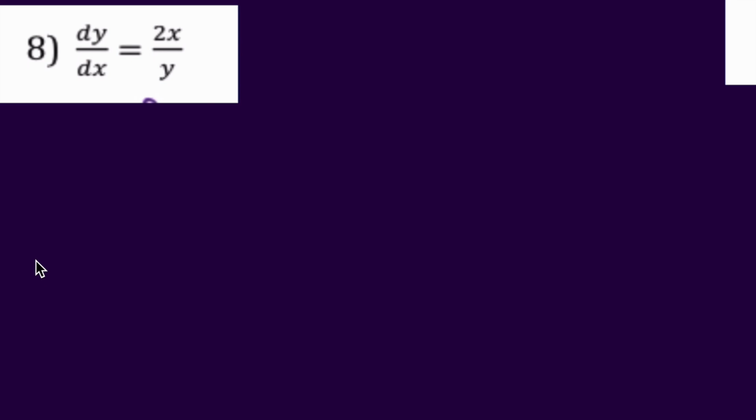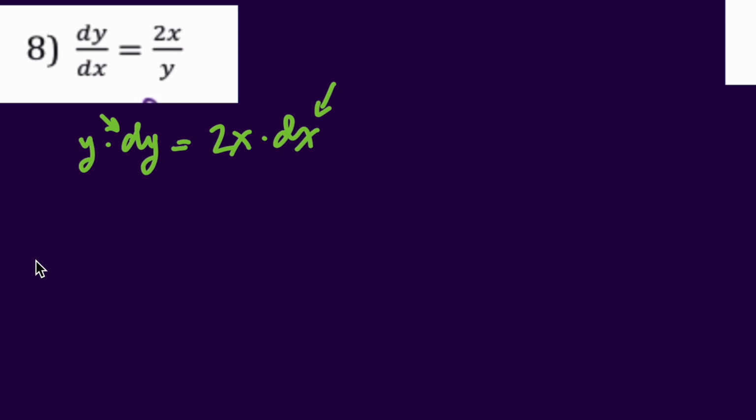In this first example, we're going to use the separation of variables technique. The idea is to get the y's on one side, usually the left side is what I like to do, and the x's on the other. The dx and the dy have to be up in the numerator.